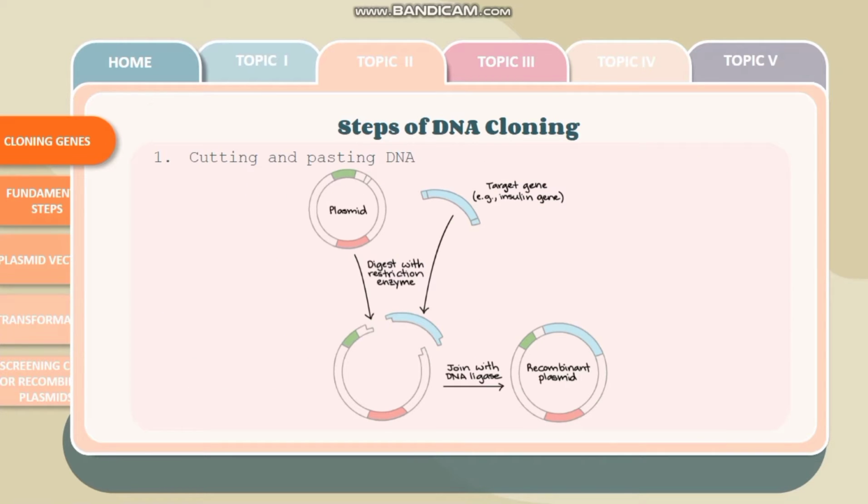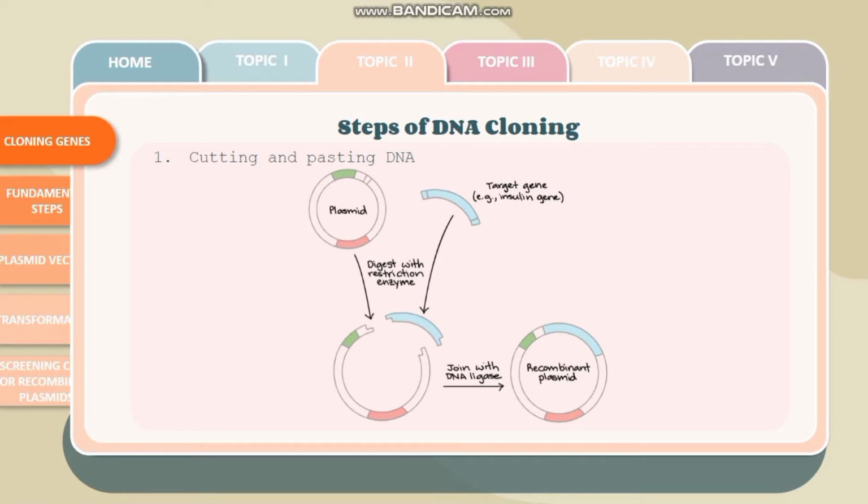Next are the steps of DNA cloning. There are three steps in DNA cloning. The first step is cutting and pasting DNA. Cut open the plasmid and paste in the gene. This process relies on restriction enzymes and DNA ligase. Restriction enzymes cut DNA while DNA ligase joins DNA.